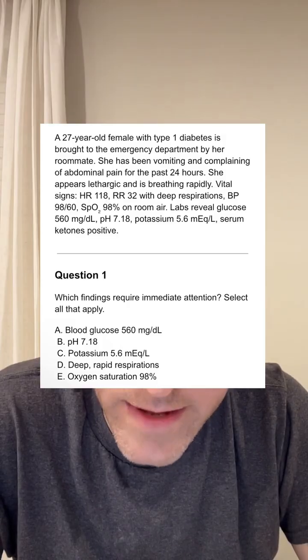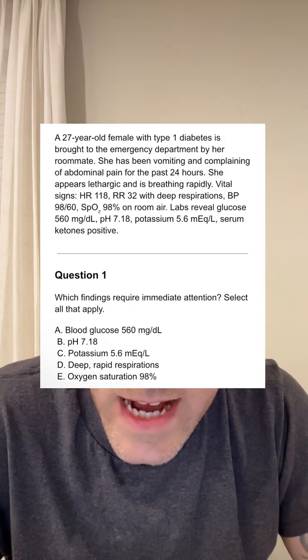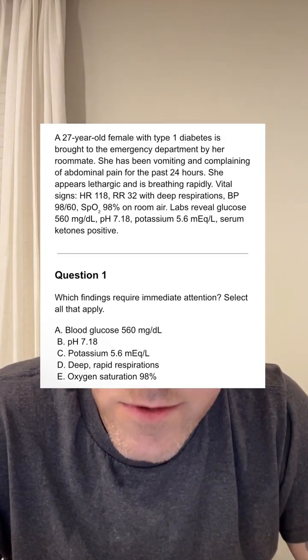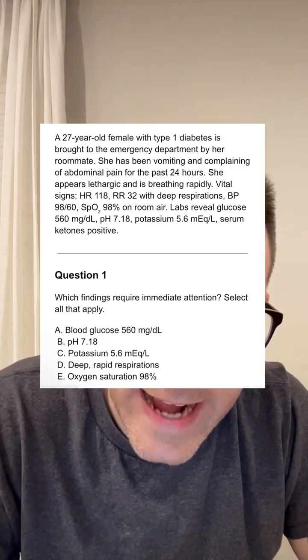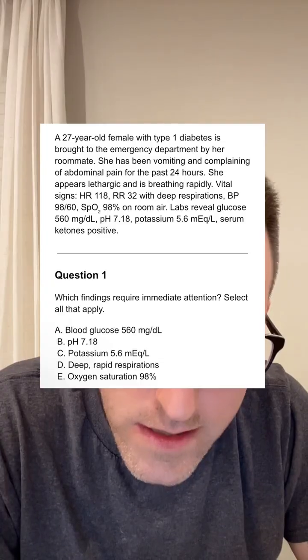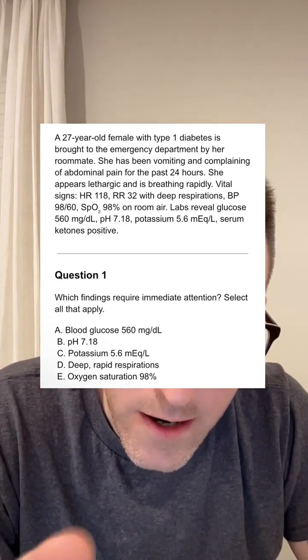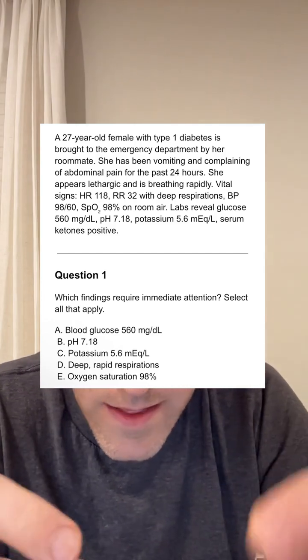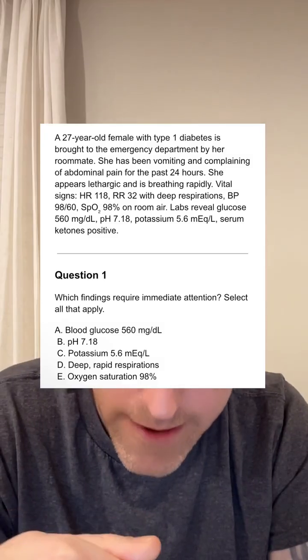E, oxygenation is currently adequate. It's pretty common for students to lock in on glucose because it's loud. But NextGen wants you to catch what is actually lethal. We're talking the acidosis, the potassium, and the compensatory breathing. Those are the numbers that kill, greater than the numbers that scare.